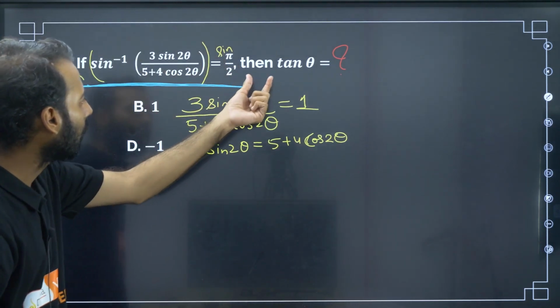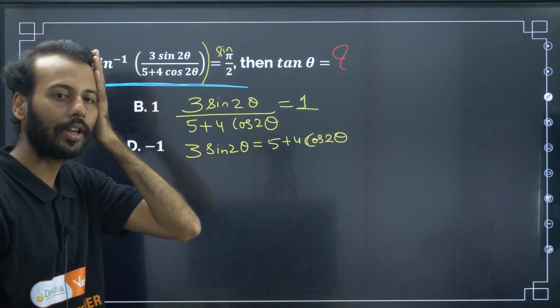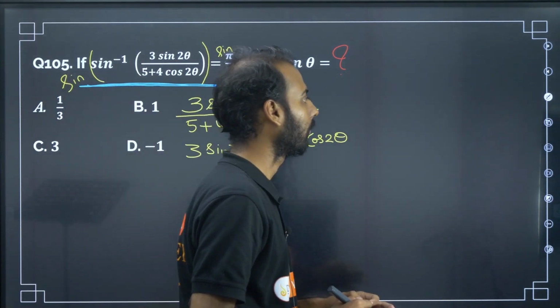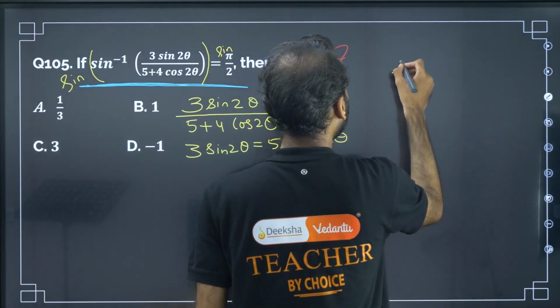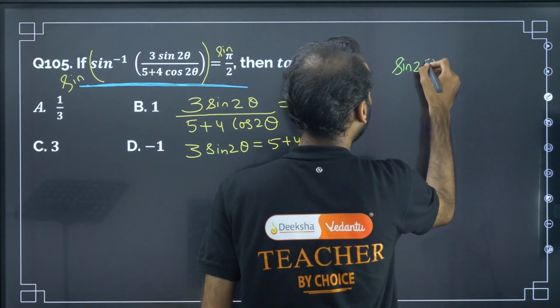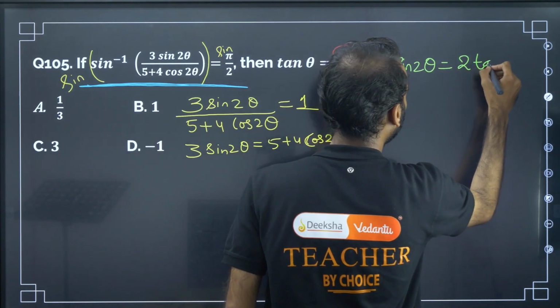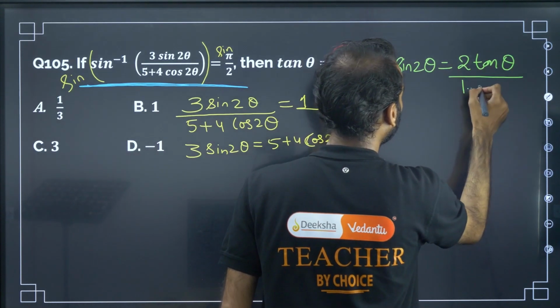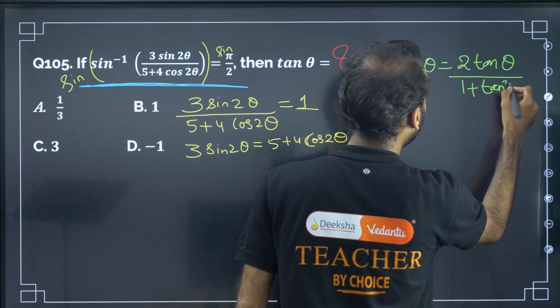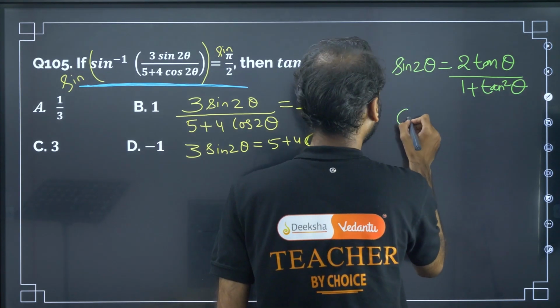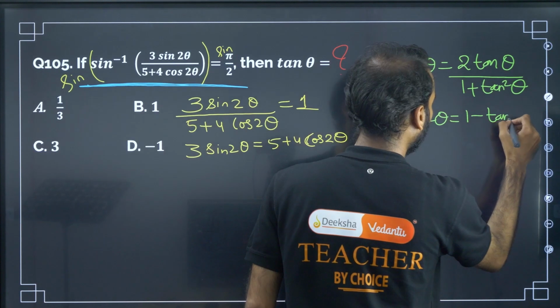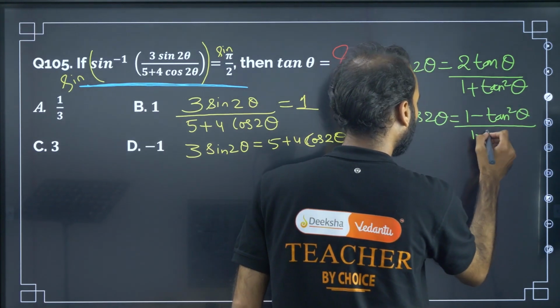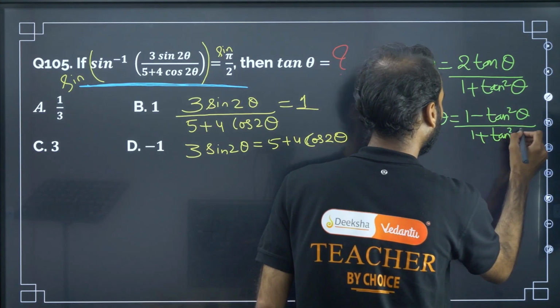But here, what is the question? Tan theta. Now, the trigonometric knowledge you should have from first PUC trigonometry: a few formulas should come to your mind at this point of time. Sin 2 theta is 2 tan theta by 1 plus tan square theta. Next, cos 2 theta is 1 minus tan square theta by 1 plus tan square theta.